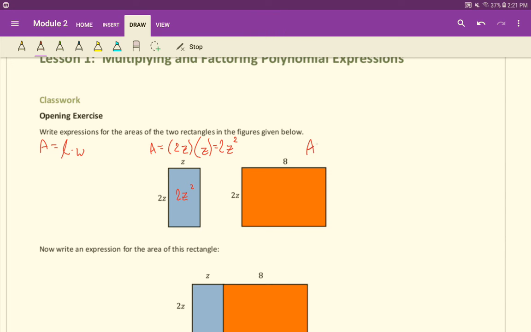Okay, hopefully you did that. And again, pause the video if you didn't and try it out. But I'm going to write it out right here. So it'll be 2z times 8, which when we multiply gives us 16z. The 2 and the 8 multiply together, and the z kind of comes along for the ride. The z follows along there at the end. So there's our area.